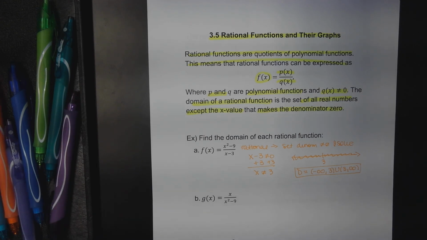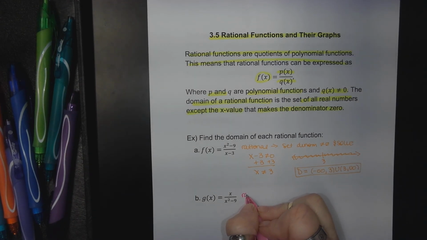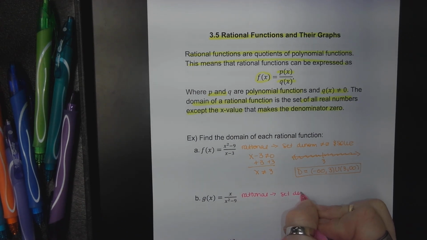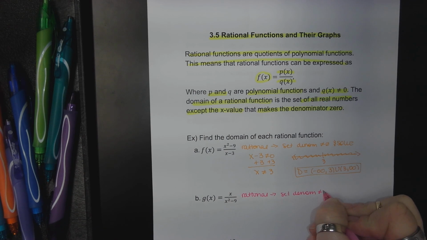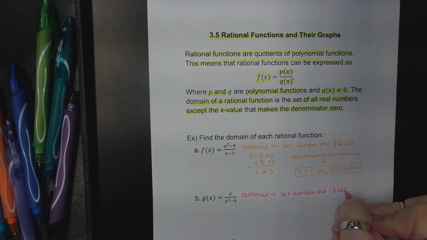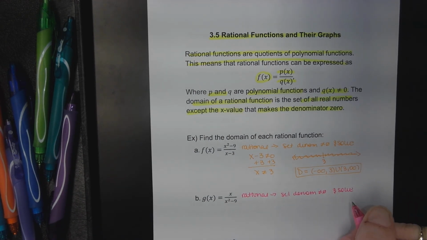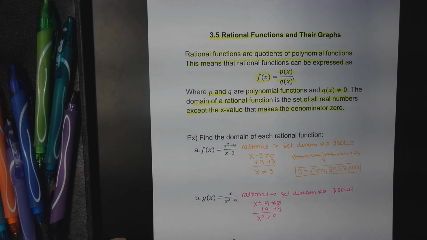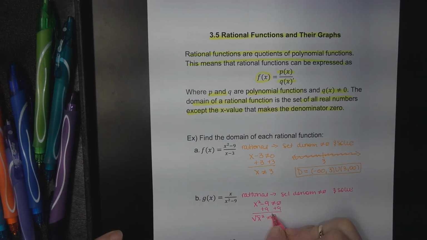Now the next one. Once again, it's rational. Same thing, we're going to set the denominator not equal to 0 and solve. We have x squared minus 9 cannot equal 0. Let's add 9 to both sides. So x squared cannot equal 9. Take the square root of both sides. These cancel. X cannot equal plus or minus 3.